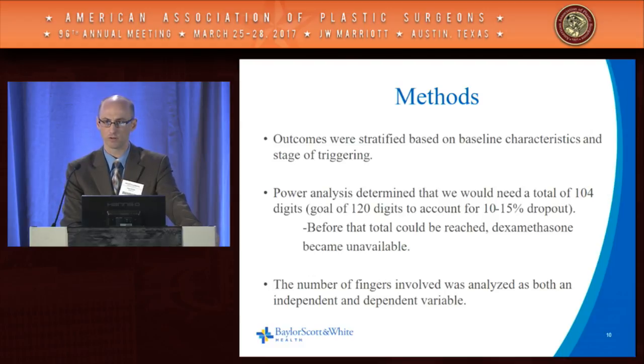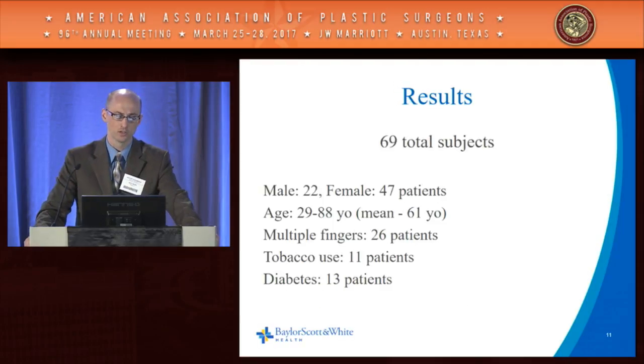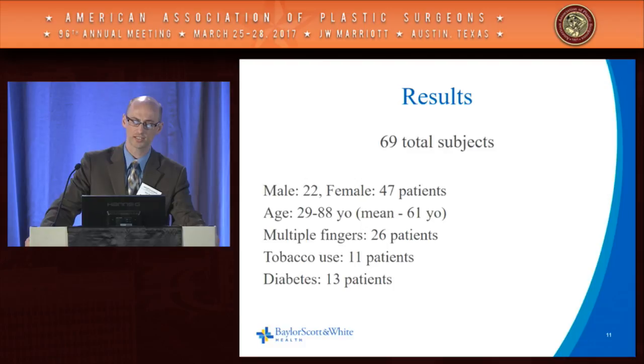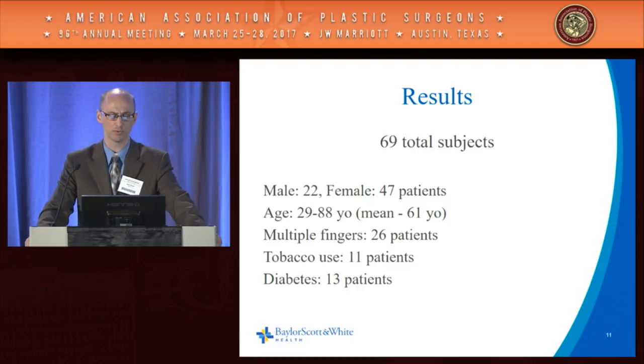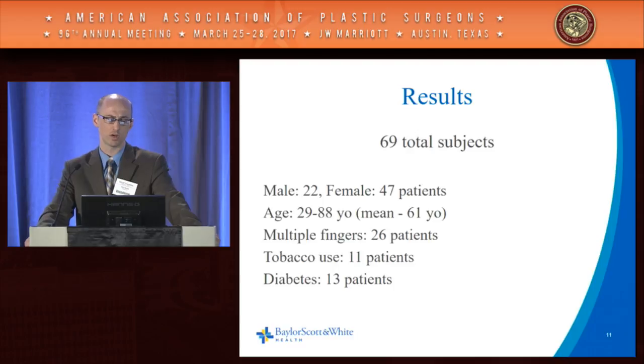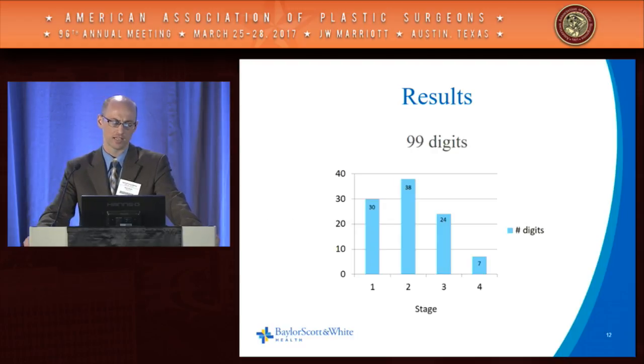The number of fingers that were involved were analyzed as both independent and dependent variables in order to account for the potential dependency of multiple affected digits on a single individual. We had a total of 69 subjects. Most were female, consistent with past studies. Twenty-six patients exhibited multiple affected digits, 11 abused tobacco, and 13 patients were diabetic. As I mentioned, we had 99 digits included in the study.